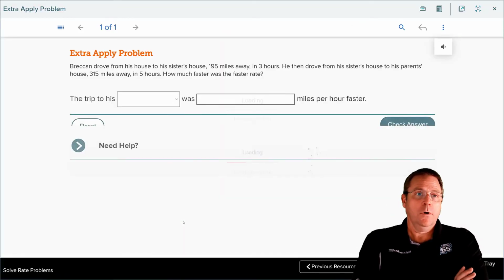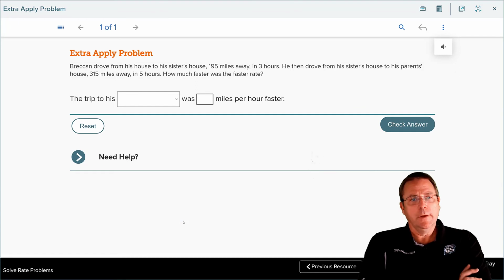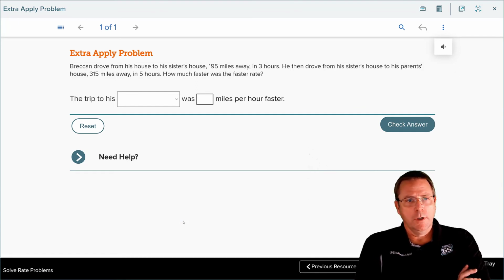Our check did not work, so now we have one extra apply left to do. You pause the recording, solve this one, submit your answers, and check them.